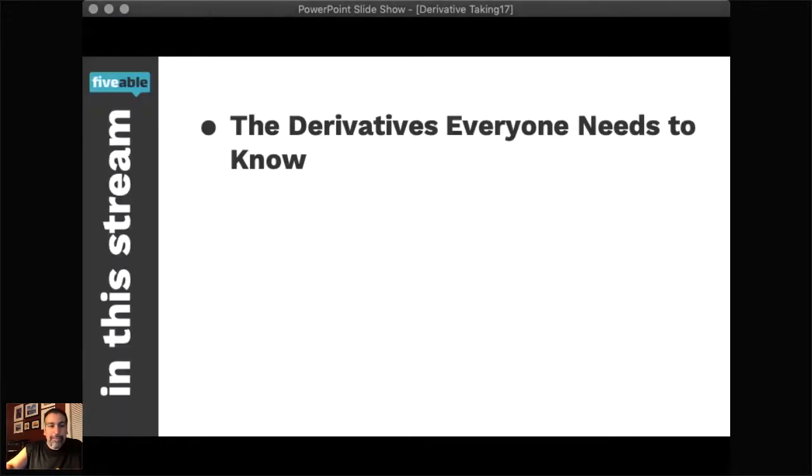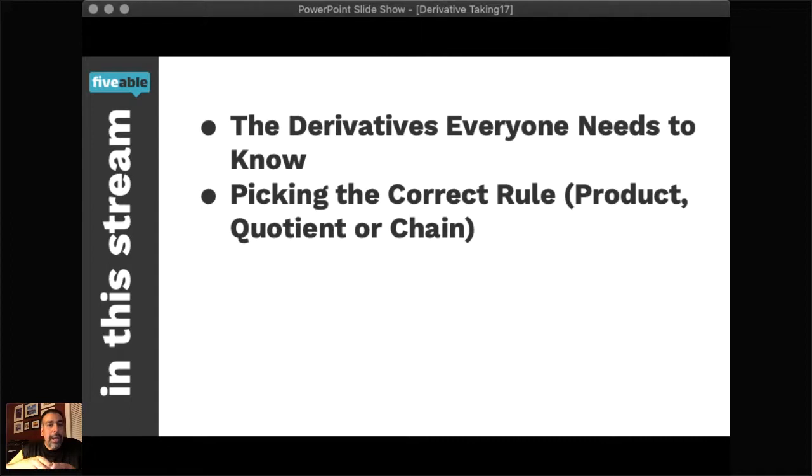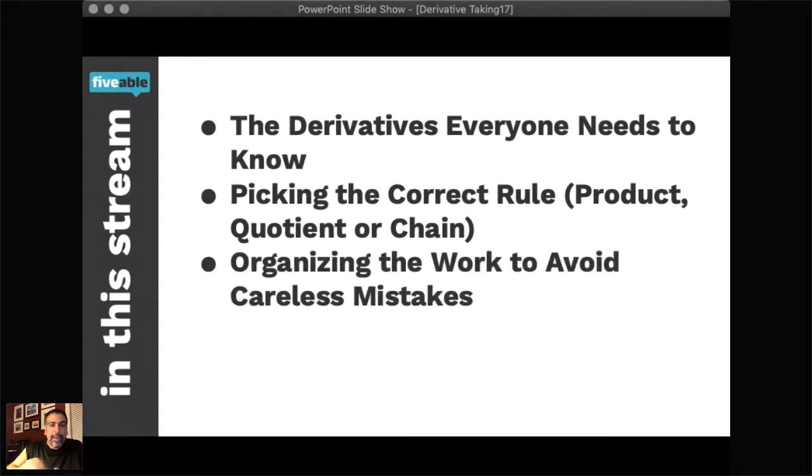Tonight in this stream, we're going to be looking at the basic derivatives that your students will need to know on the AP exam. How to pick the correct rule when confronted with multiple rules at the same time: product rule, quotient rule, chain rule. And then how to organize the work to avoid careless mistakes. Because as all of us who've been teaching for a while know, the number one enemy to most of our students is just their carelessness. So can we organize their work so that people can follow it, people can see it, and they can get their full credit that they deserve?